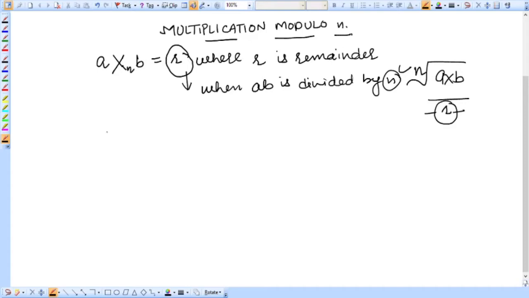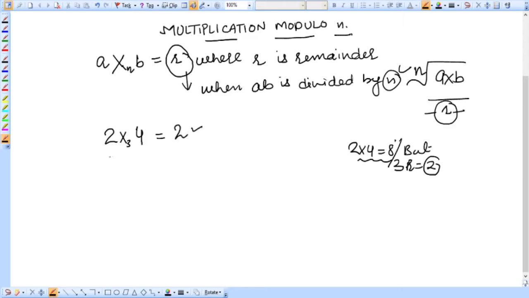Now I'm going to give you some examples to illustrate this. Take 2 and 4 under the multiplication modulo 3. It is equal to how much? 2 times 4 is equal to 8. But when 8 is divided by 3, we get 2 as the remainder, right? So r is equal to 2. Therefore, 2 multiplication modulo 3, 4 is equal to 2.